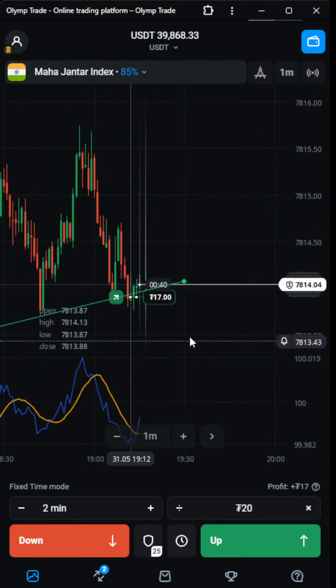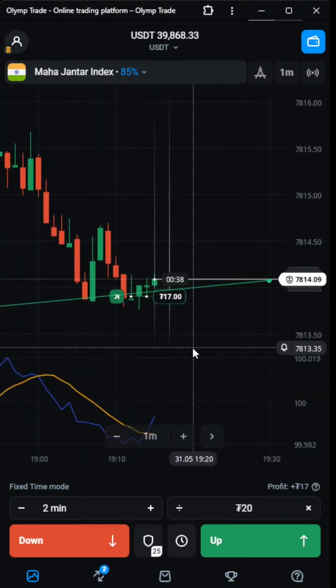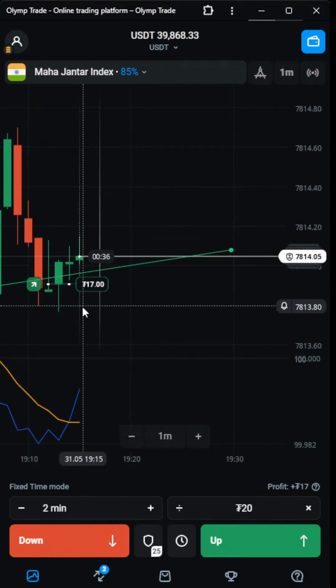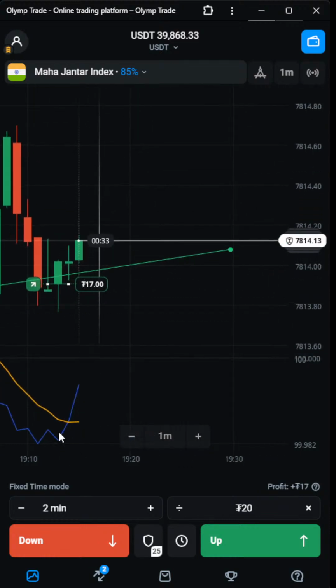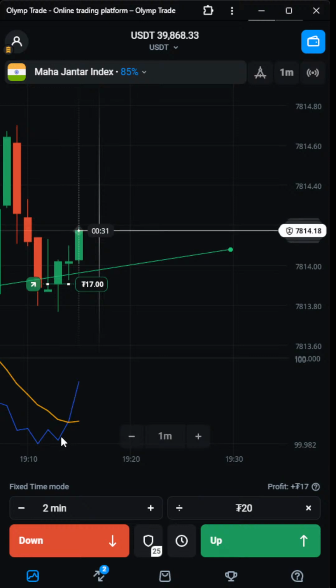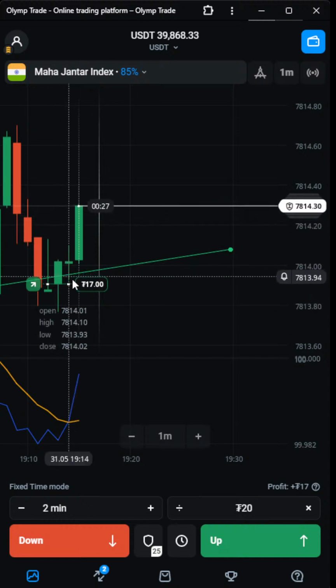Nice. So trend line worked out for us. And after this, there was another signal, but it was a delayed signal. This golden line was crossed by the blue line from bottom to top. Here we could have taken an upward direction trade for a couple of minutes.